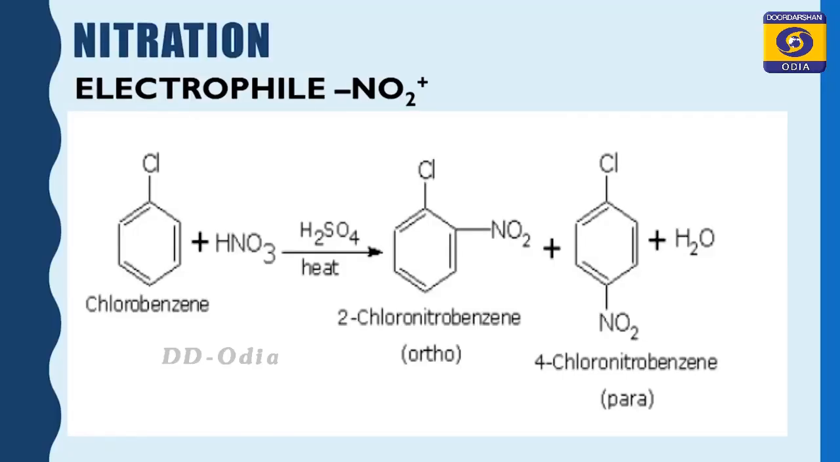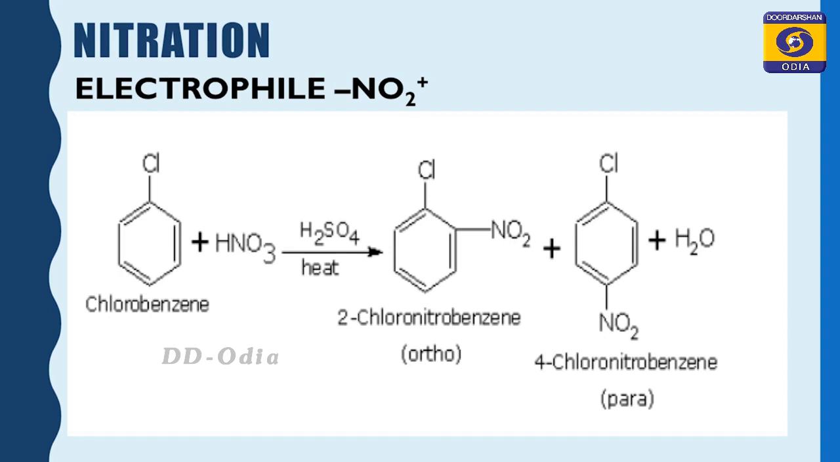Also, in the last class, we had discussed the nitration process. In the nitration process, the electrophile is NO2 plus, which is generated due to the reaction of concentrated sulfuric acid with concentrated nitric acid, and similarly the products are 2-chloronitrobenzene and 4-chloronitrobenzene.